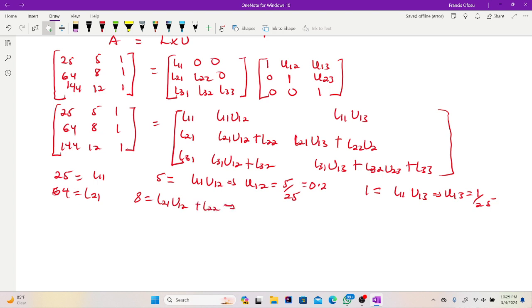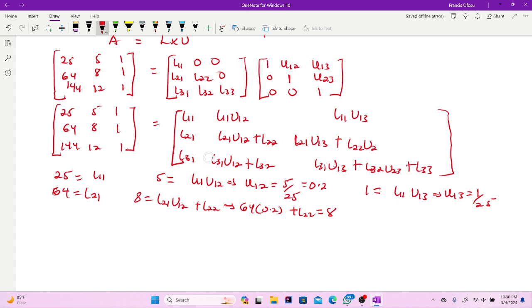So what am I getting? I know that L21 is 64. U12 is 0.2. So I get 64 multiplying 0.2 plus L22 to be equal to 8, right? So solving this equation, 64 times 0.2 is going to give me 12.8, right?